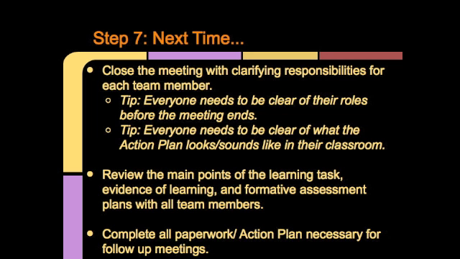Step 7, close the meeting with clarifying responsibilities for each team member. Everyone needs to be clear on what their roles are before the meeting ends, and everyone needs to be clear on what the action plan looks like and sounds like in their classrooms. Go over and review the main points of the learning task, the evidence of learning, and the formative assessment plans that you'll be talking about with all the team members. Complete all the paperwork or action plan necessary for the follow-up meetings.